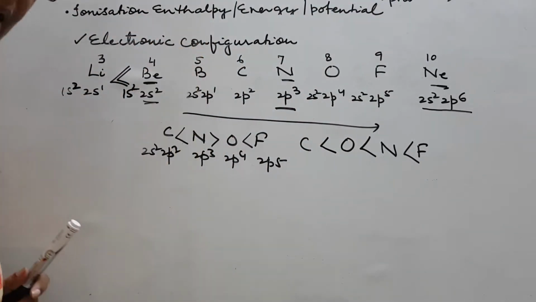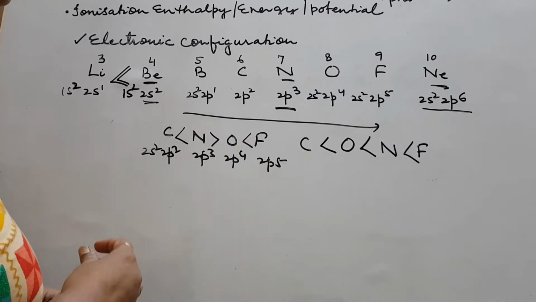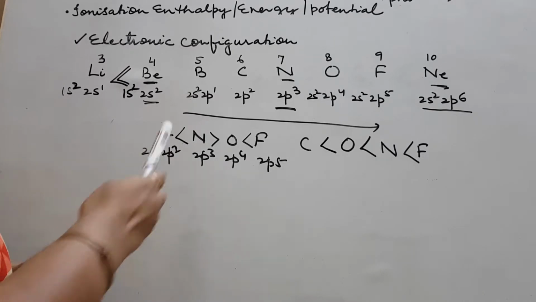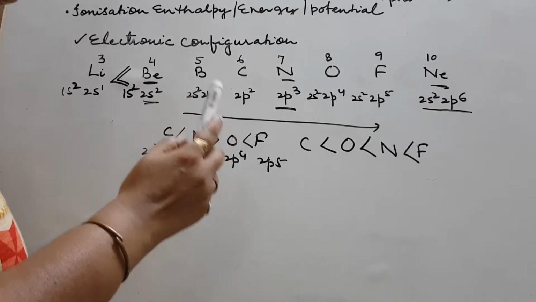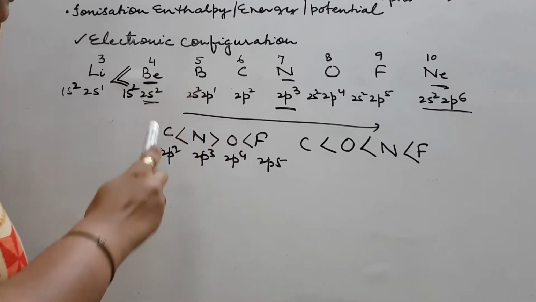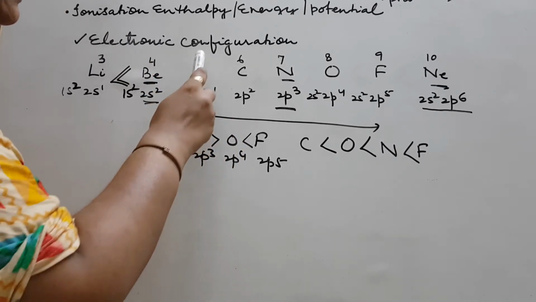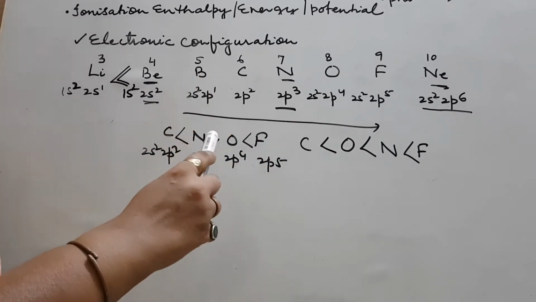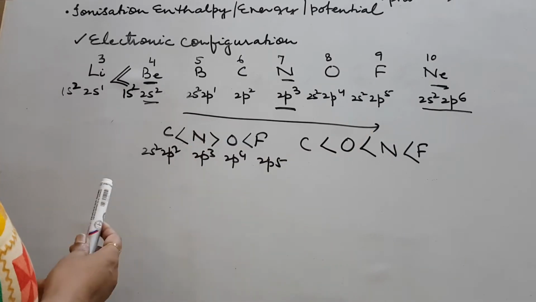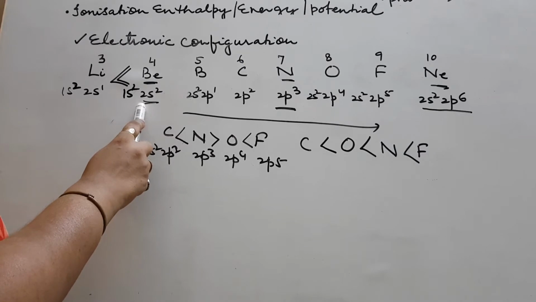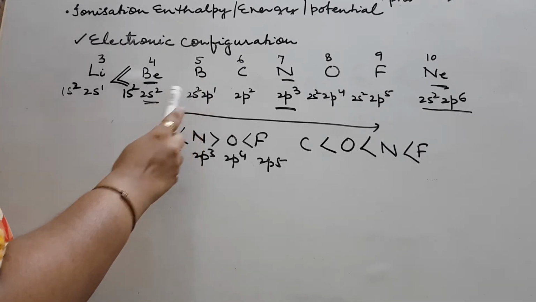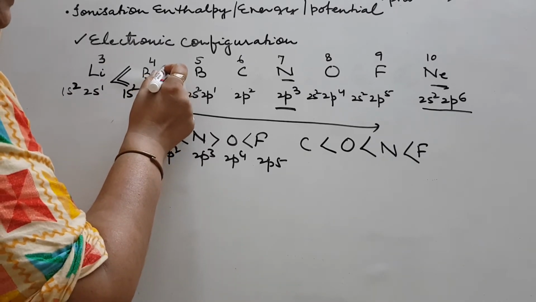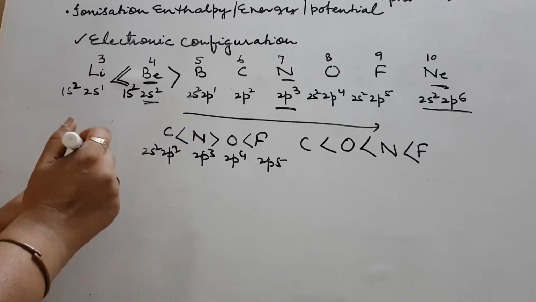What happens? The other factor which comes into consideration is configuration. Here 2s2, here 2p1. The entry of one electron in p slightly destabilizes it. This is more stable as compared to this. Its stability gets diminished because 2s2 is fully filled, and p1 is not a case of half filled or fully filled. Hence, it is more difficult to take out an electron from here than here, in spite of boron having smaller size. So you see, the configuration factor has played the more important role, and beryllium has a higher IE value than boron.